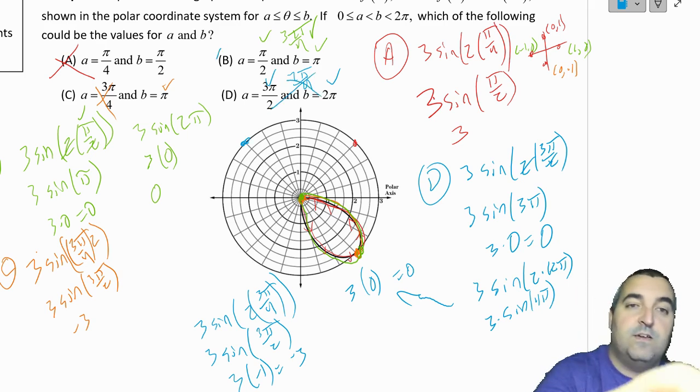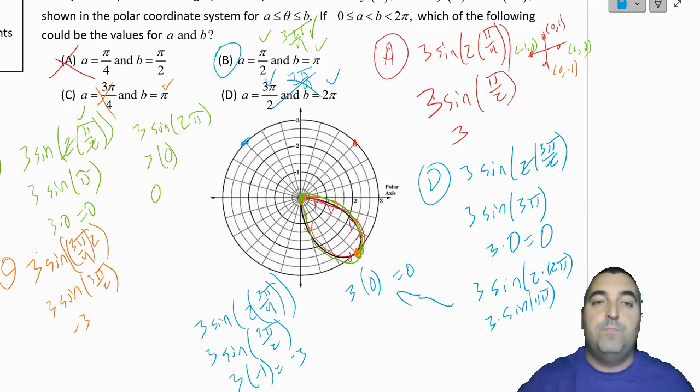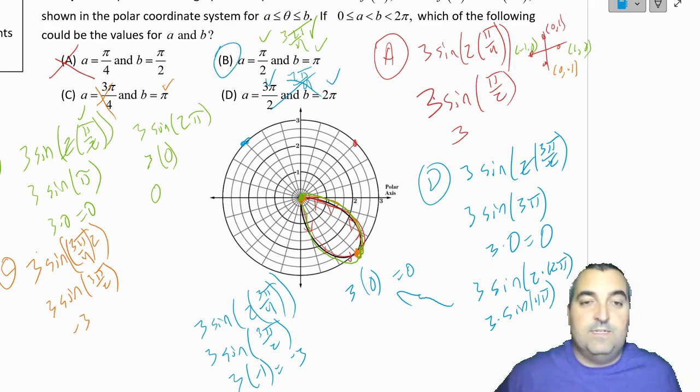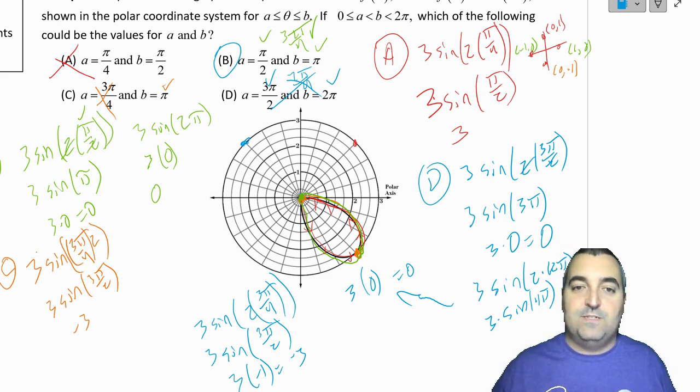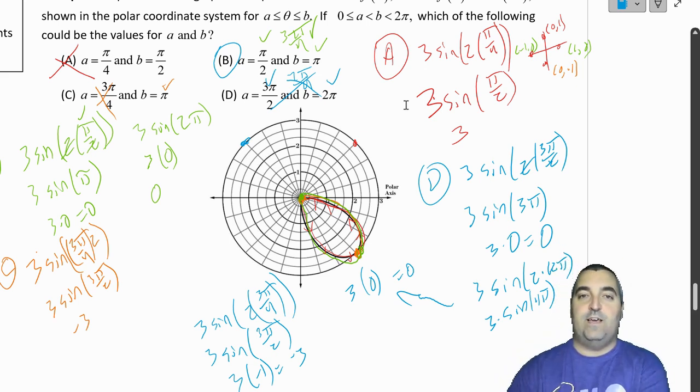And we finally confirm B is your answer. And there we go. Plug in numbers. That's your best way of doing this one without a calculator.